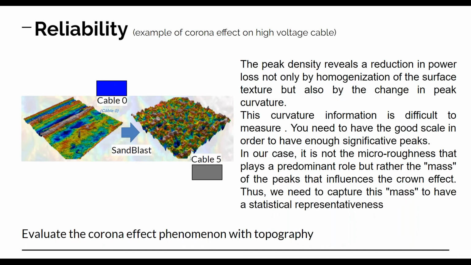So there is the homogeneity, but we only use the peak density and not the curvature. But we can measure the curvature using the MOTIF methodology. So we need to have the good scale in order to have enough significant peaks, the smaller scale and the larger scale. In our case, it's not the micro roughness that plays a predominant role, but the quantity of peaks that makes the corona effect. So we need to capture the mass to have a statistical representativeness. That's why the step before, reliability, in the smart methodology is very important.